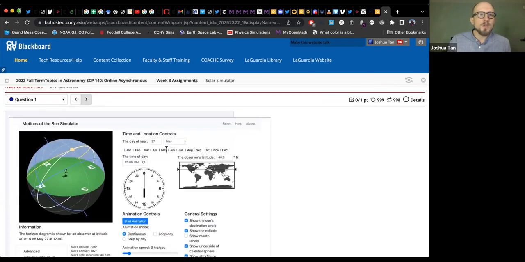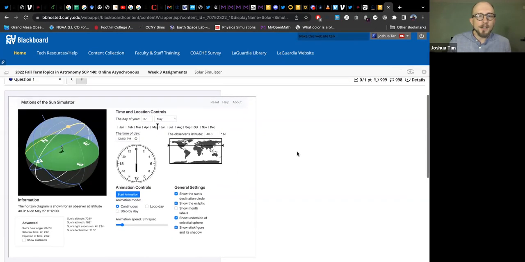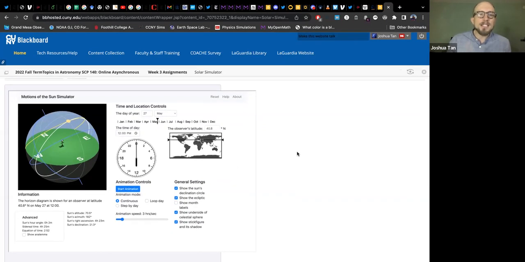So this is what the Solar Simulator looks like. There's quite a bit of information here. The biggest image that you can see is a picture of a person standing on the ground. As you stand on the ground and you look out towards the horizon, it appears that you're standing on a flat surface. Now we know that the Earth is round.